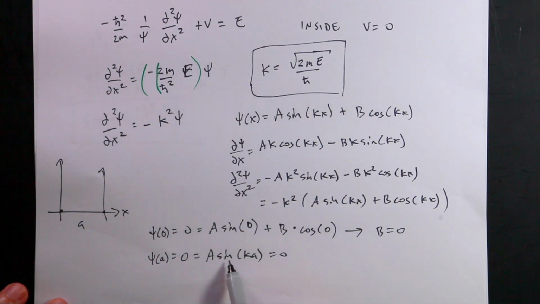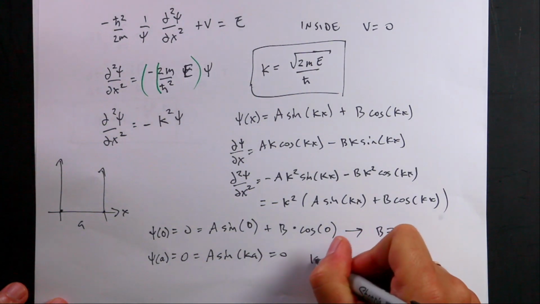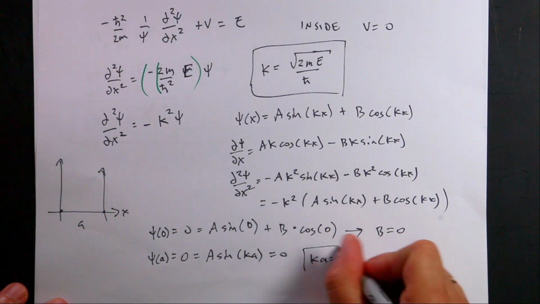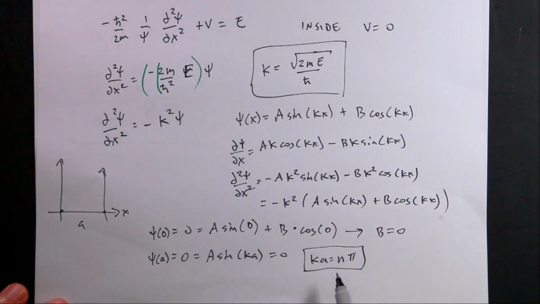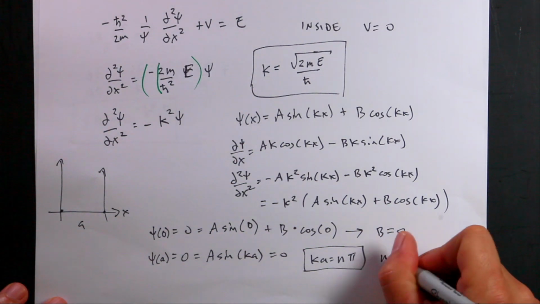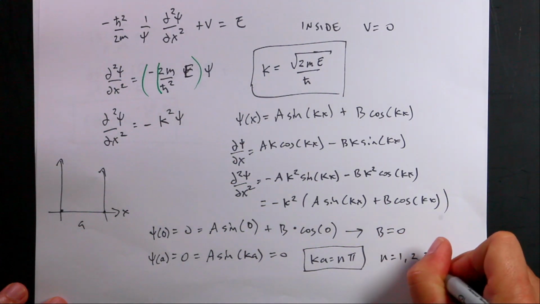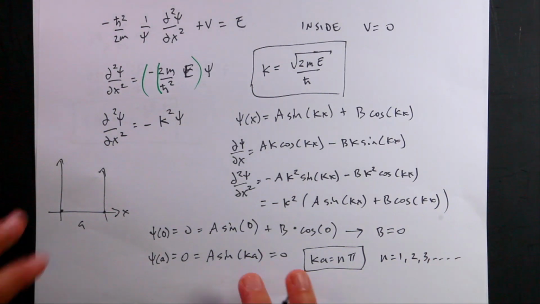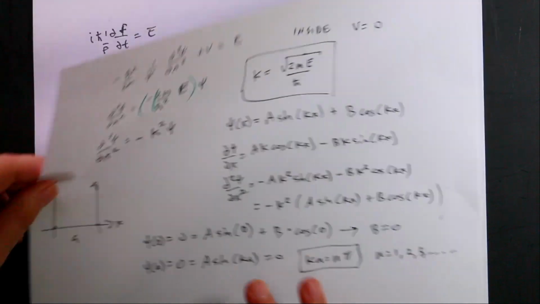Sine is 0 if this term ka is equal to n pi. So I'm going to say ka equals n pi, and that's my constraint right there, and that's really important, right? Because if this is pi, I get 0. If it's 2 pi, I get 0. If it's 3 pi, I get 0. So this has to be true, where n is equal to 1, 2, 3, and so forth. Okay, so now we have a solution mostly.